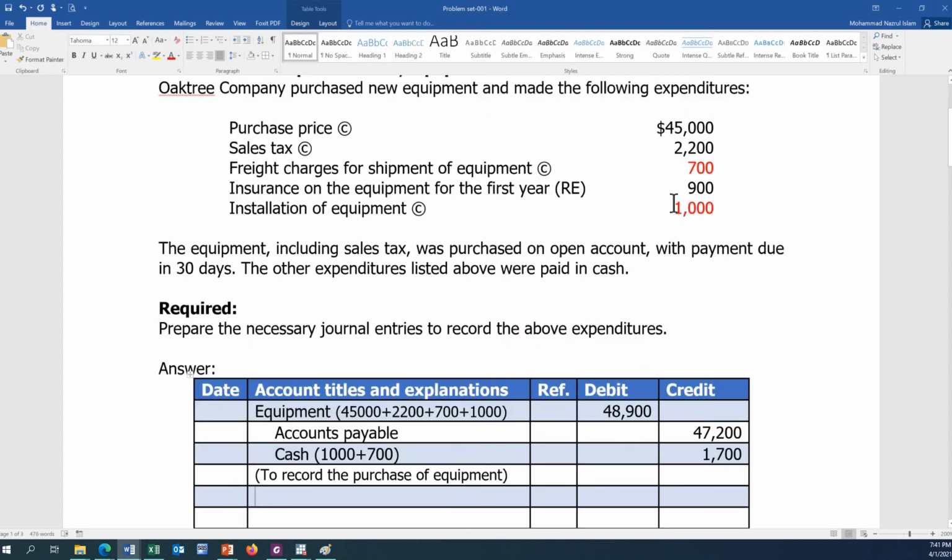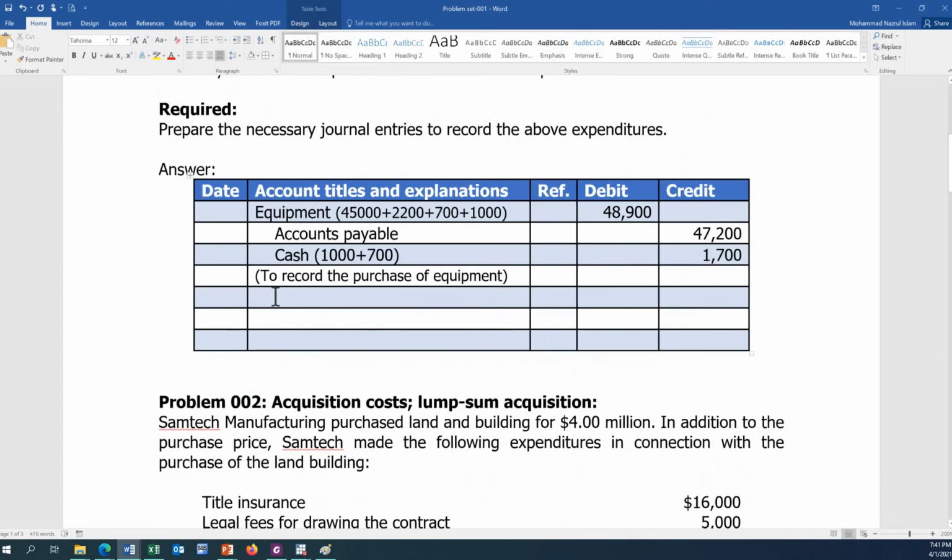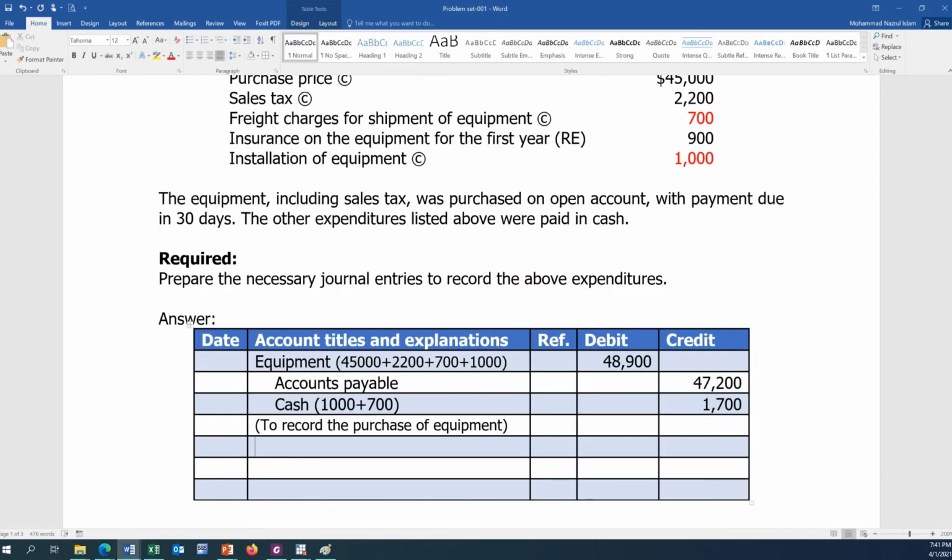And the other thing that you can see is the insurance on the equipment for the first year. We have purchased insurance for 1 year, so it should be prepaid insurance debit, that is 900, and we paid cash for this one, 900. This one is to record prepaid insurance.